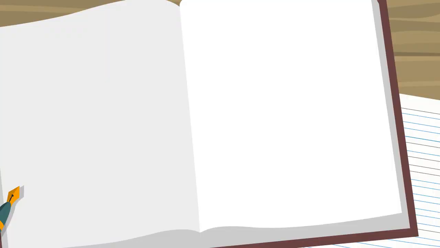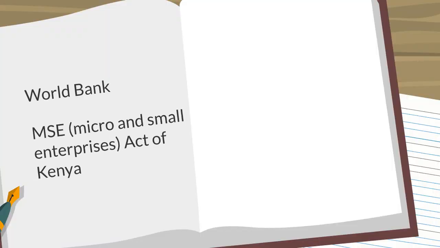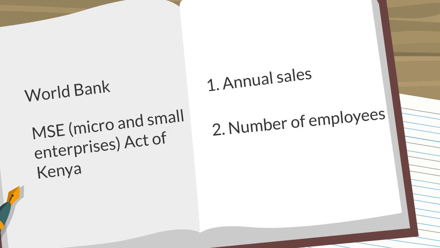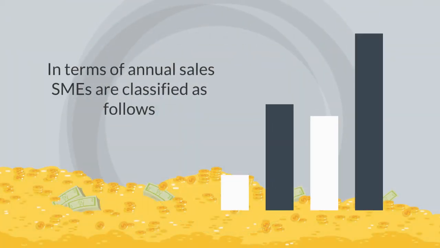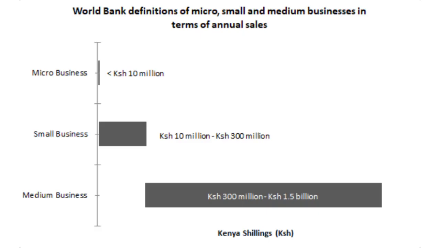Let us examine two examples of how the World Bank and the Micro and Small Enterprises Act of Kenya defines an SME in terms of their annual sales and number of employees. According to the World Bank survey on banking SMEs around the world, in terms of annual sales, SMEs are classified as follows. Micro businesses have annual sales of less than 10 million shillings. Small businesses have annual sales between 10 million and 300 million. And medium businesses have annual sales between 300 million to 1.5 billion shillings.